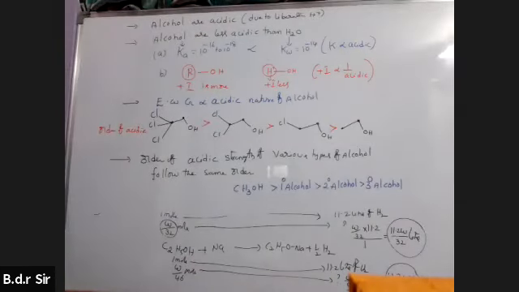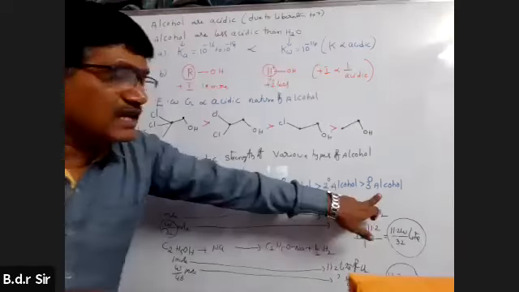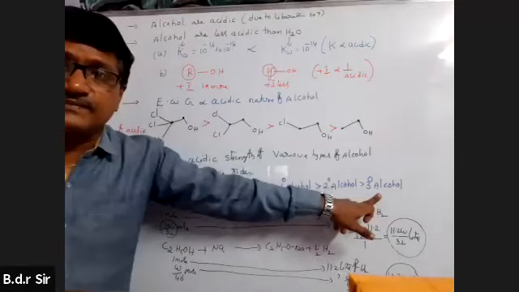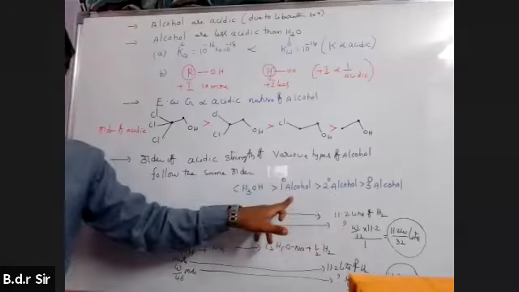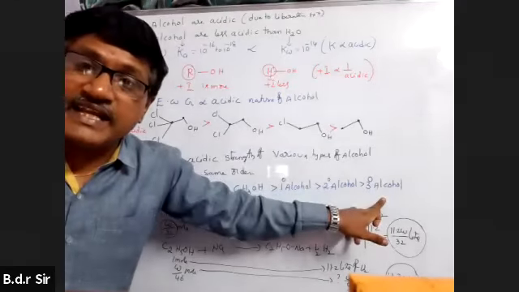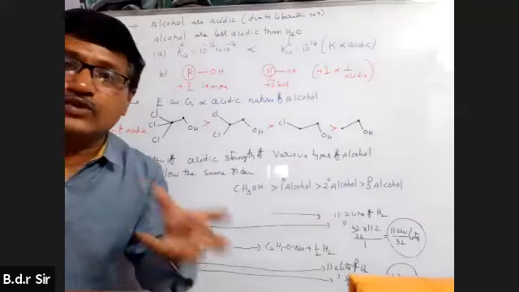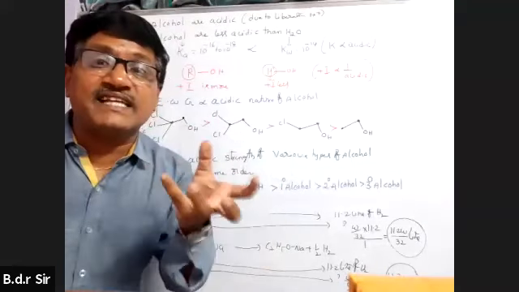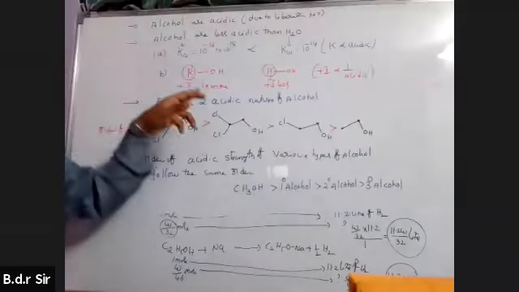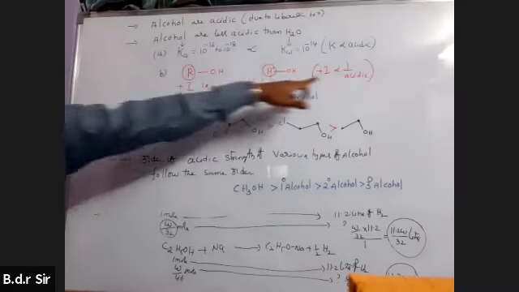You may wonder why tertiary alcohols have less acidic nature compared to secondary and primary. In tertiary alcohols, the number of alkyl groups increases. Alkyl groups are plus I effect groups. The plus I effect is inversely proportional to acidic nature.